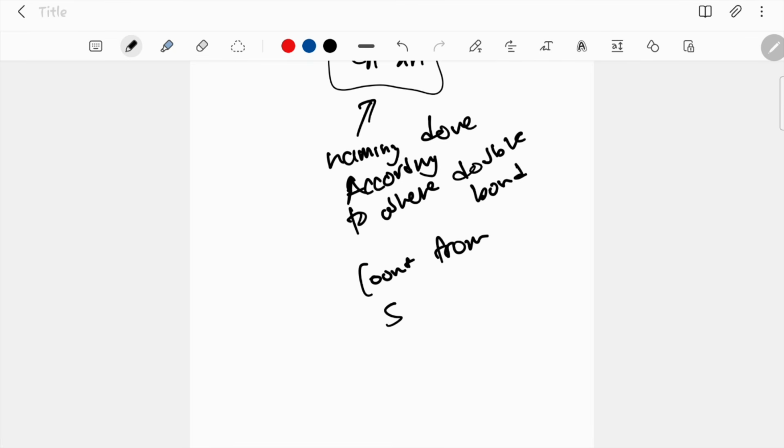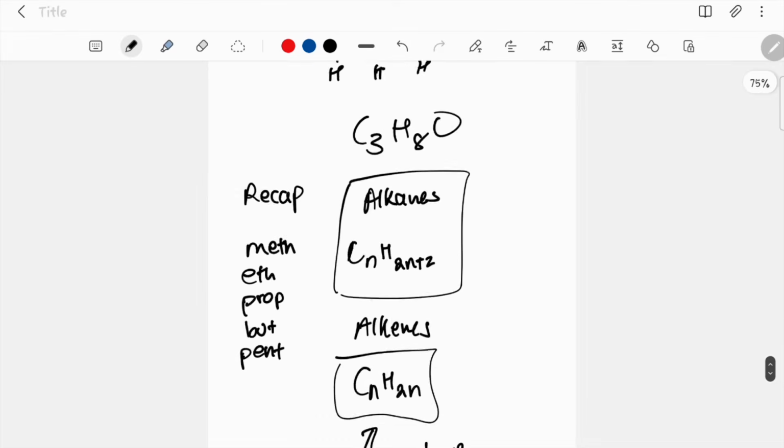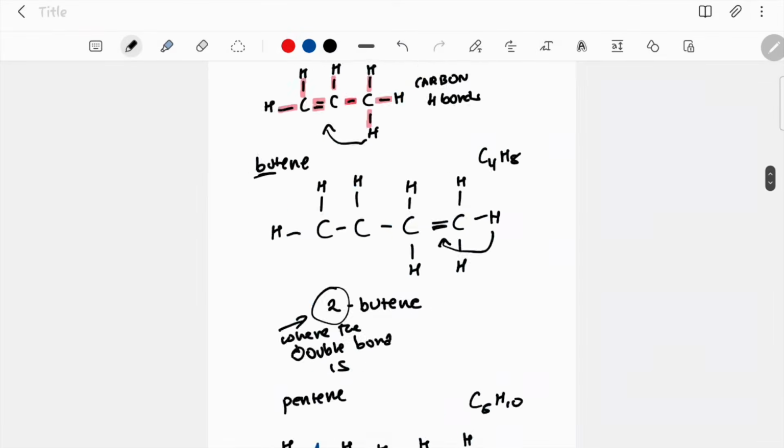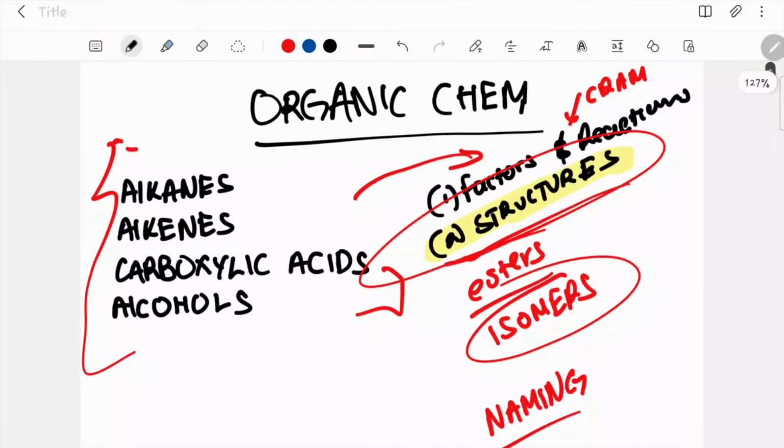Okay, and next thing you need to know, count from the shortest carbon length. Then we have the carboxylic acids and we have the alcohols. So right, that marks the end of structures of organic chemistry.